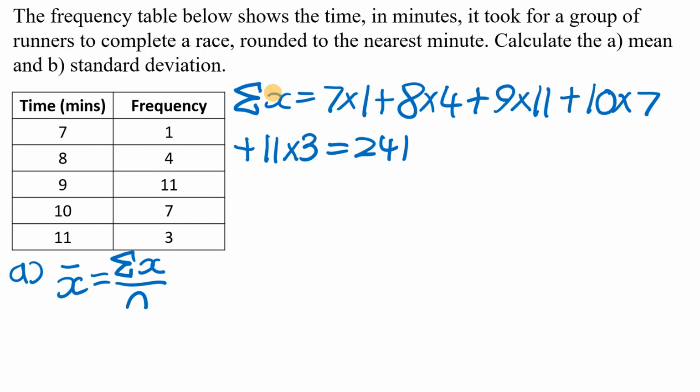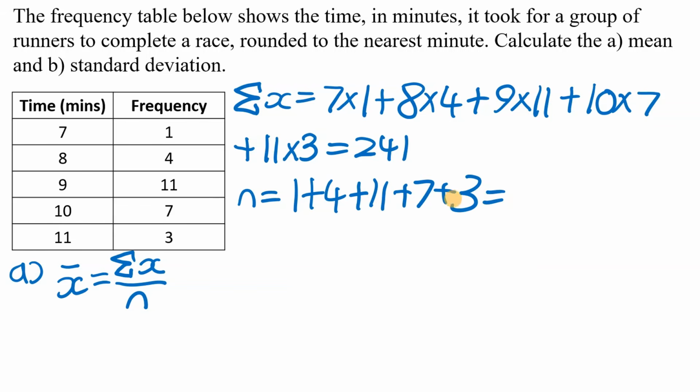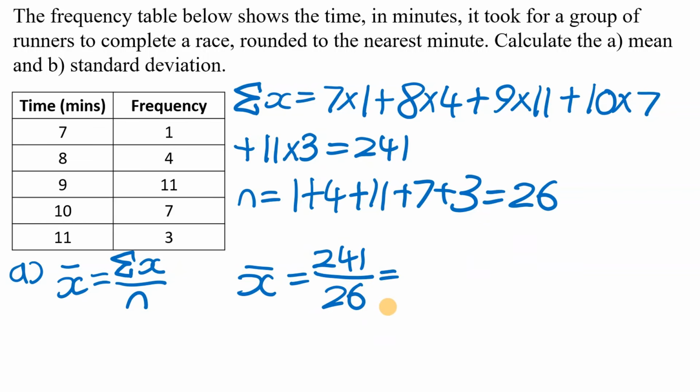So this is the sum of all of the data values, and then n is the number of data values, so this is just going to be the sum of the frequencies here. So 1 plus 4 plus 11 plus 7 plus 3, which is equal to 26. Okay, so therefore the mean is equal to the sum of all the data values, which is 241, divided by n, which is 26, which if you put this into your calculator, is equal to 9.2692.